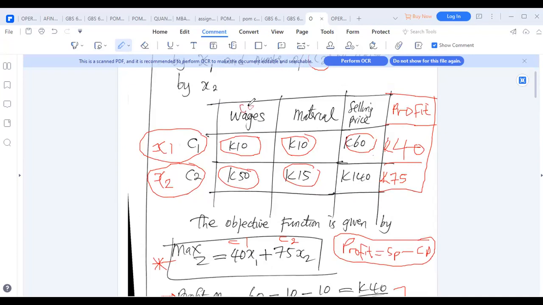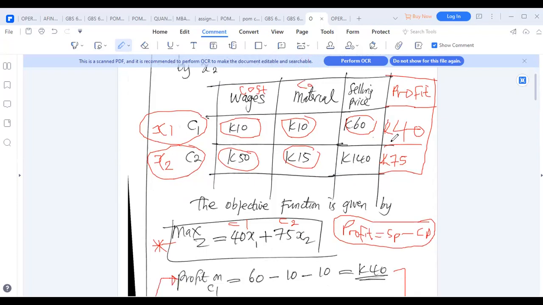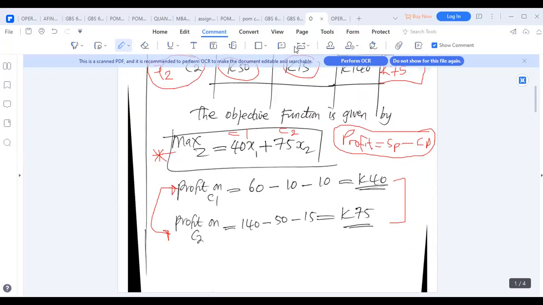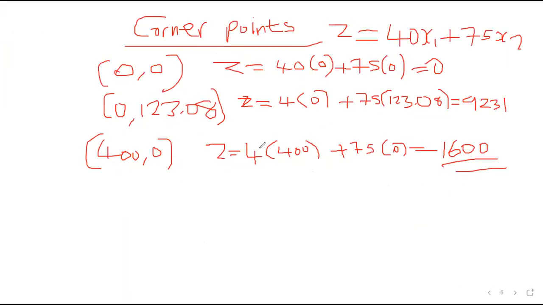Is it a 40 or 4? Oh, sorry, it was 40. Correct. Thank you very much for that observation. So 40 times 400, it's 16,000 actually. So now the optimal solution is given by this one here, 16,000. Thank you very much for that observation.